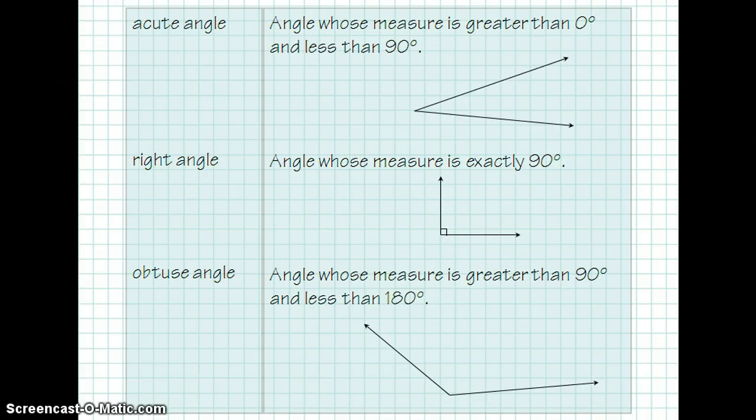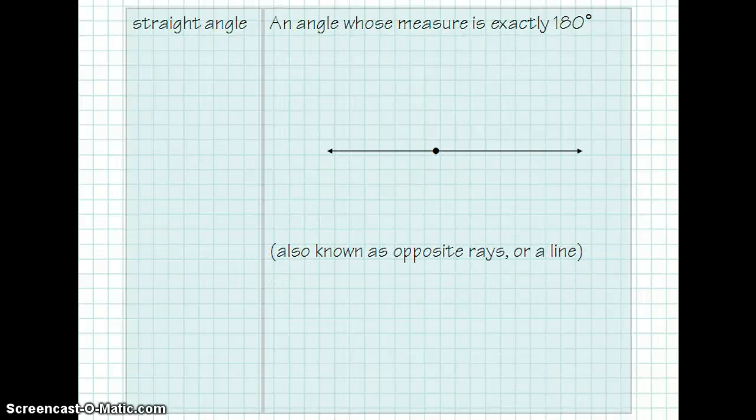So just to refresh your memory about some definitions, an acute angle is an angle that's between 0 and 90. A right angle is exactly 90 degrees. An obtuse angle is between 90 and 180. And then finally, a straight angle is an angle that is exactly 180 degrees. Now, this also happens to be opposite rays, or you can just call it a line. It's all the same thing here.